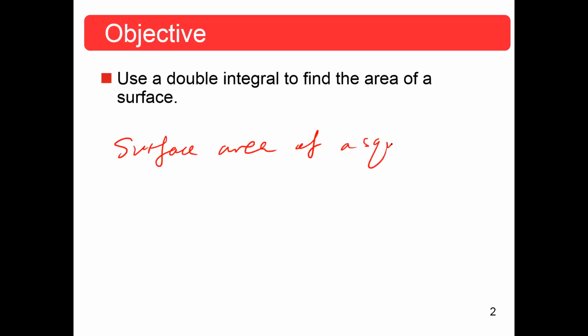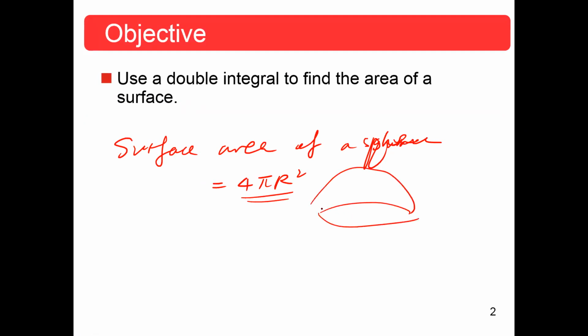You probably already know some surface areas, like the surface area of a sphere, which is 4 pi r squared, if you know this formula. So if you get a sphere, the surface area would be 4 times pi r squared. But this section talks about, in general, if you have a surface, how do we use a double integral to find its area?